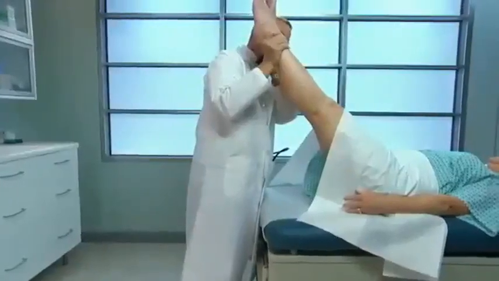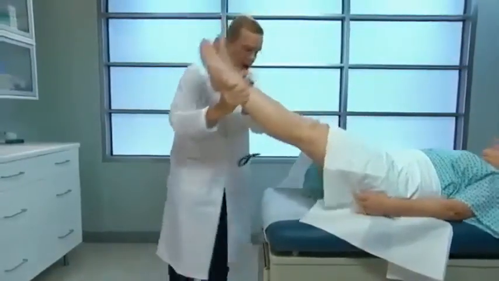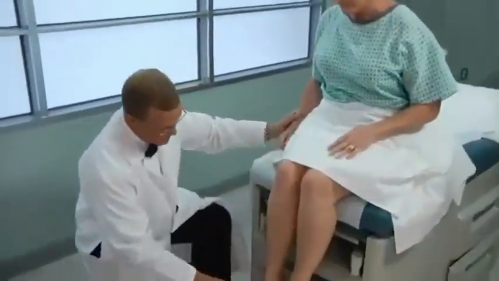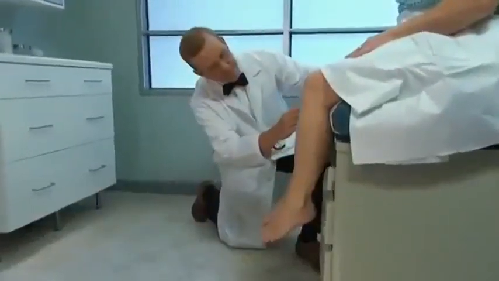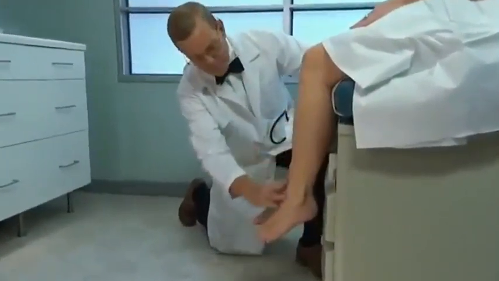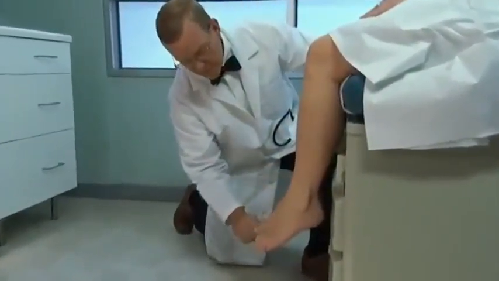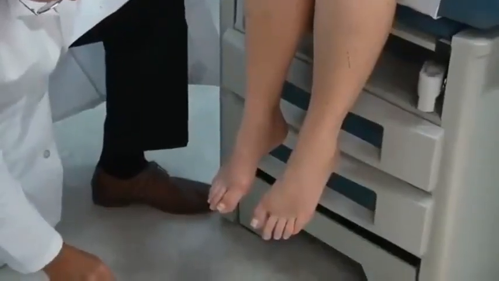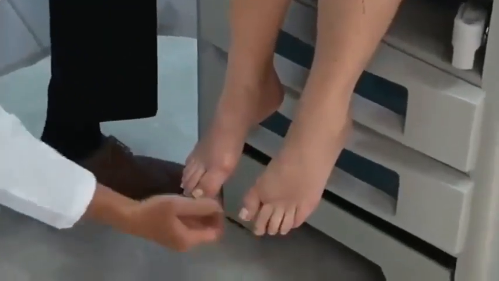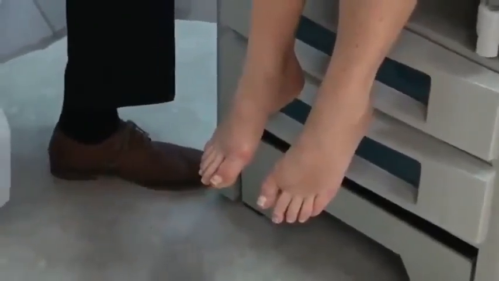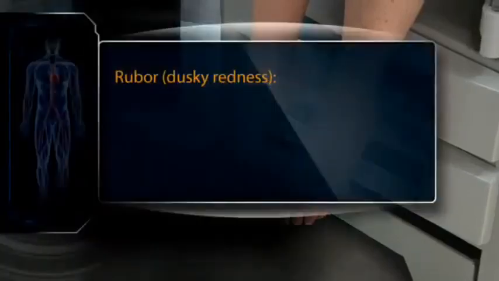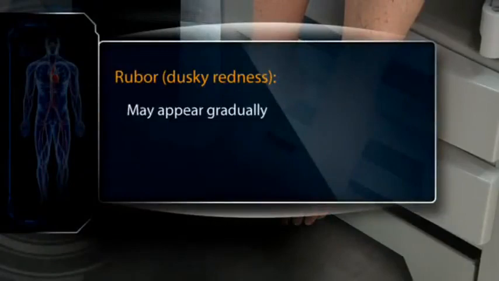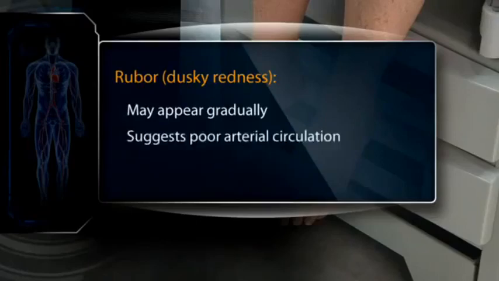All right, Ms. Roth, now I want you to sit up. Then, ask the patient to sit up with legs dangling. Comparing both feet, note how long it takes for the skin to return to its usual color, normally about 10 seconds, and for the veins of the feet and ankles to fill, usually about 15 seconds. In lighter-skinned patients, pinking of the skin is easily seen. Rubor or dusky redness, which may appear gradually in dependent feet, suggests poor arterial circulation.